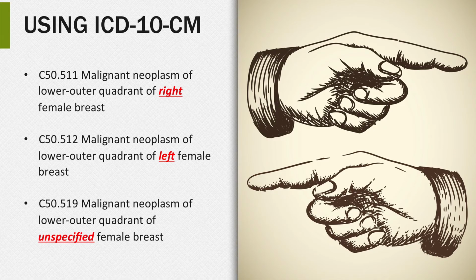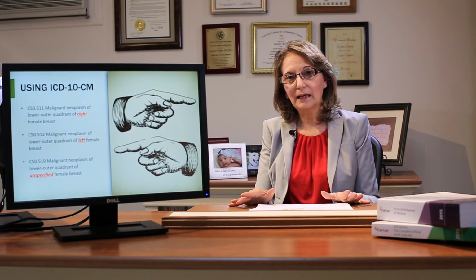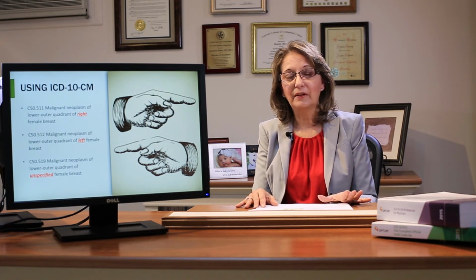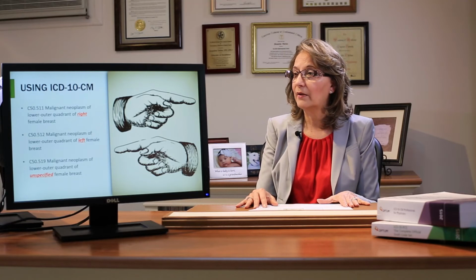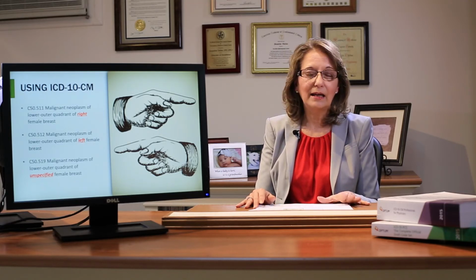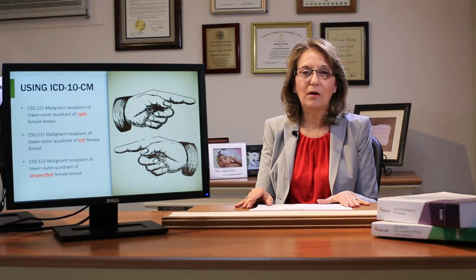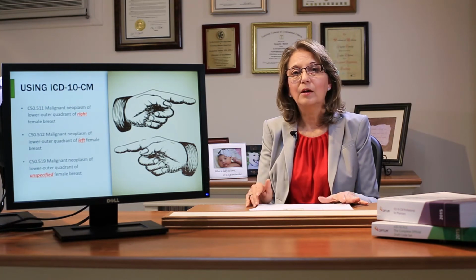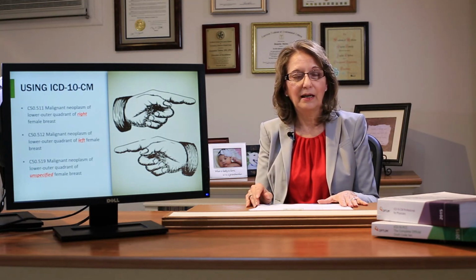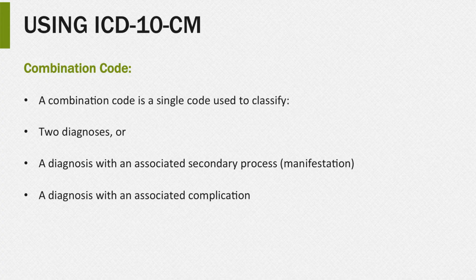Here we see an example of a malignant neoplasm of the lower outer quadrant of the right female breast, and we see that this code ends with the number 1. In the second bullet here, you see that we're talking about the left breast, and that ends with the digit 2. And again, in ICD-10, we do have unspecified codes, so in this case, if we're not provided with the left or the right or the laterality, we can always choose that unspecified code, in this case ending with the digit 9.